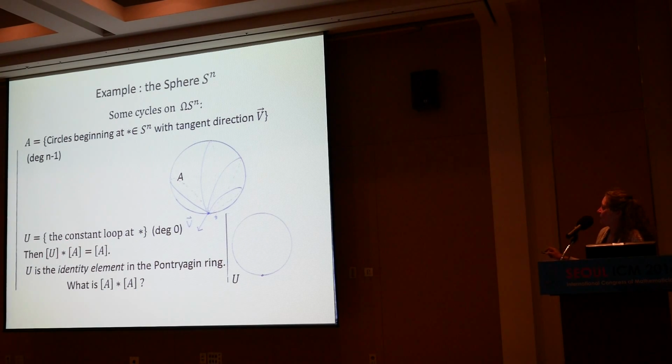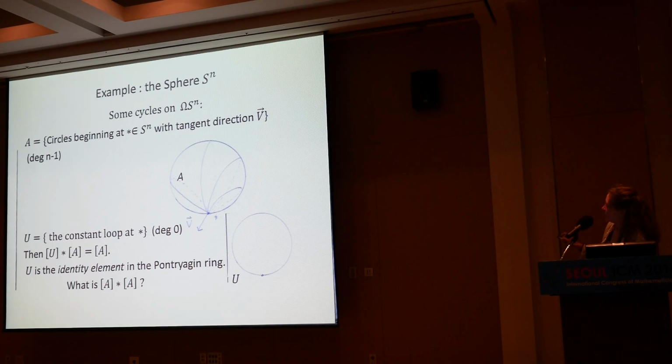What is the Poincare product of U with A? Well, the Poincare product of U with A is represented by loops of the form: first you take this one, and then you take one of those. And I hope it's obvious that that is just homologous to the class A. And in fact, this U is the identity element in the Poincare ring. And so the next question is, what is A star A?